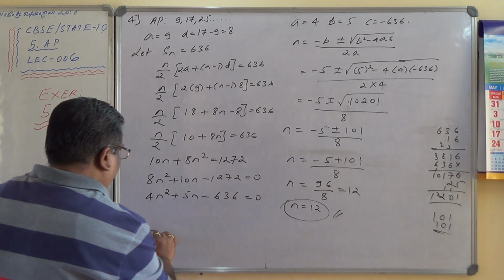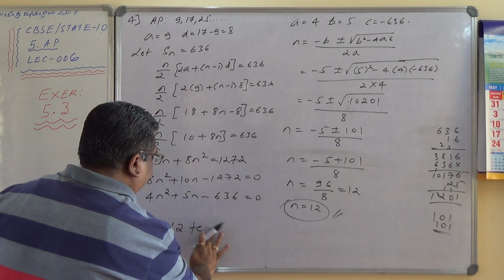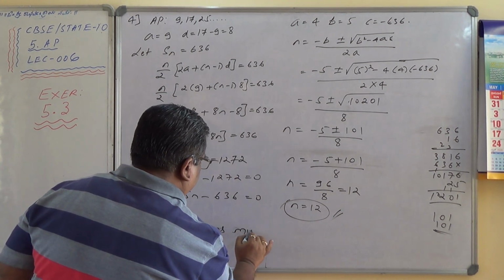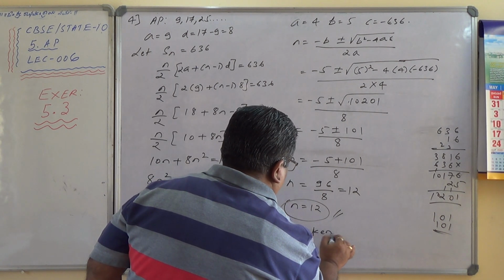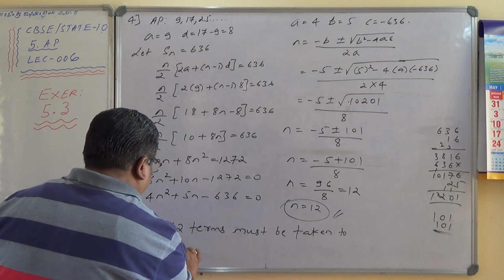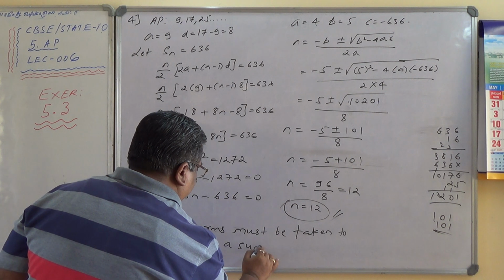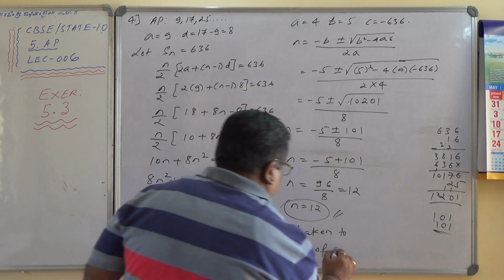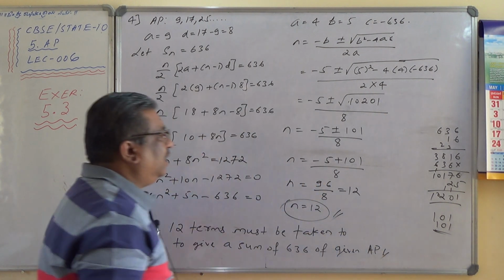636. Therefore 12 terms must be taken to give a sum of 636 of given AP. Okay, note it down.